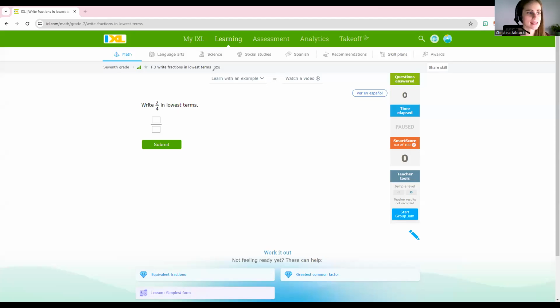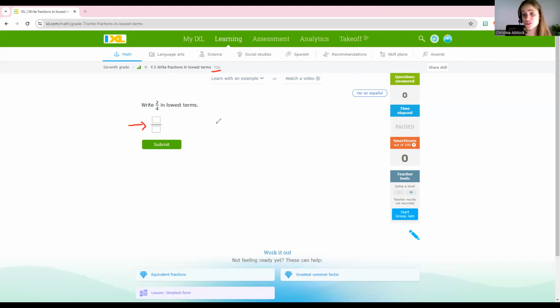All right, here we are on IXL. Remember, we're working on assignment TZ6, write fractions in lowest terms. So we are being told here to write 2/4 in lowest terms. And you can see IXL has set it up pretty nicely for us where we just have an answer box for the numerator and the denominator.